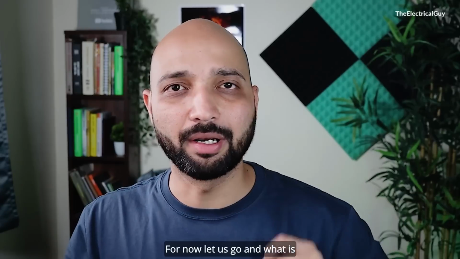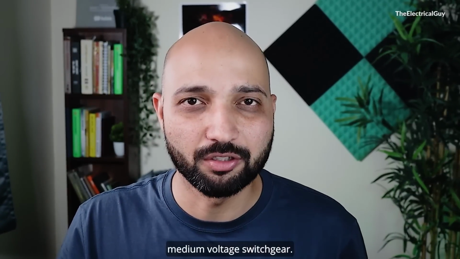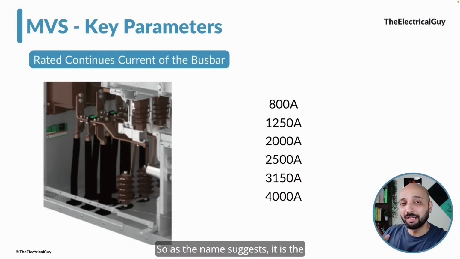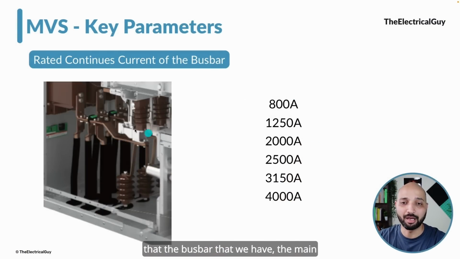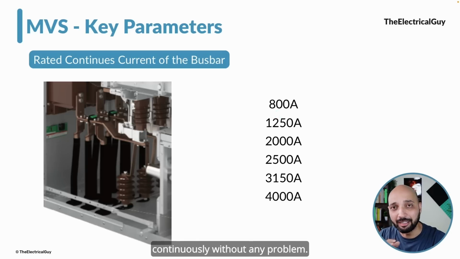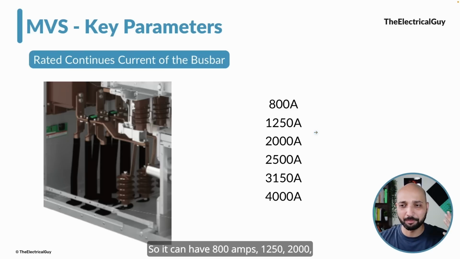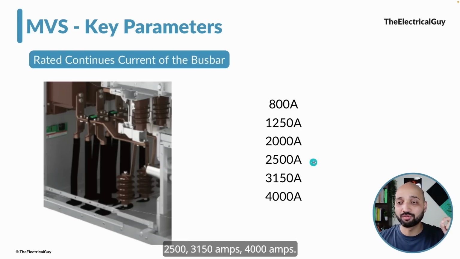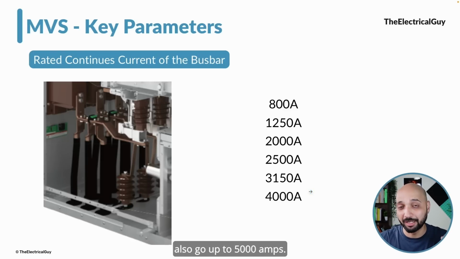For now, let us go and understand what is the rated continuous current of the bus bar in medium voltage switchgear. So as the name suggests, it is the continuous current of the bus bar, and this indicates that the bus bar that we have, the main bus bar, they are capable of carrying this current continuously without any problem, right? And you can see different current ratings mentioned. So it can have 800 amps, 1250, 2000, 2500, 3150 amps, 4000 amps. In some cases, some special application, it may also go up to 5000 amp.